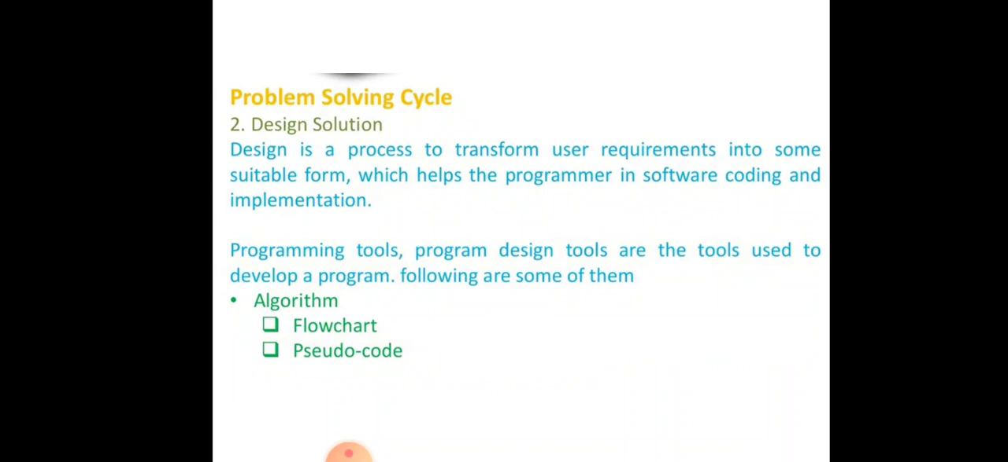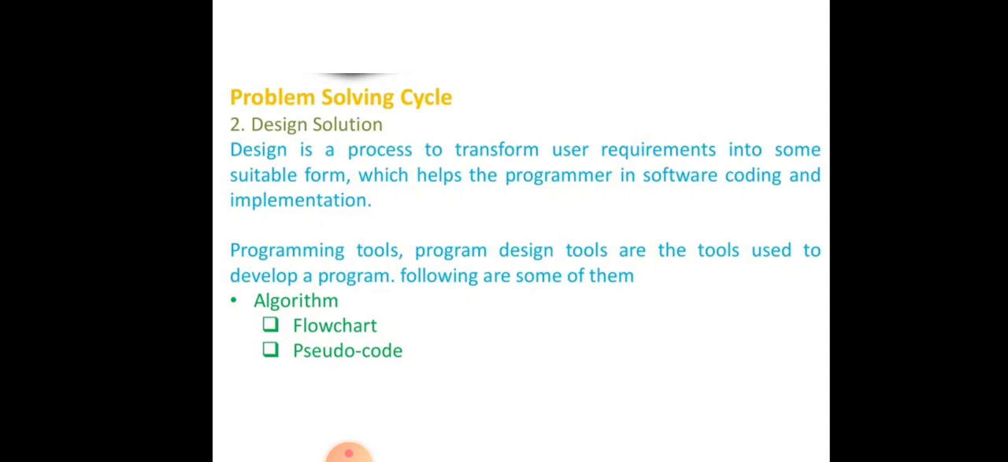The second step in the problem solving cycle is designing the solution. Design is the process to transform user requirements into some suitable form which helps the programmer in software coding and implementation. First of all we analyze the problem, we identify what our problem is. The second step is designing, meaning we transform it into a form so that we can easily help programmers to write code or implement it for finding the solution.